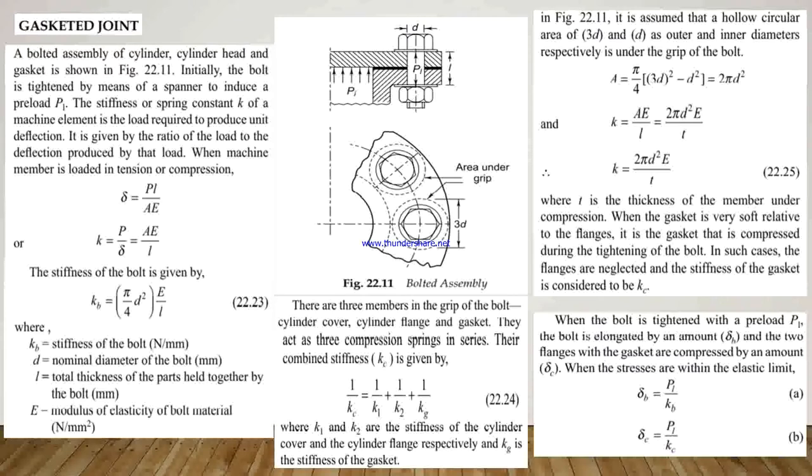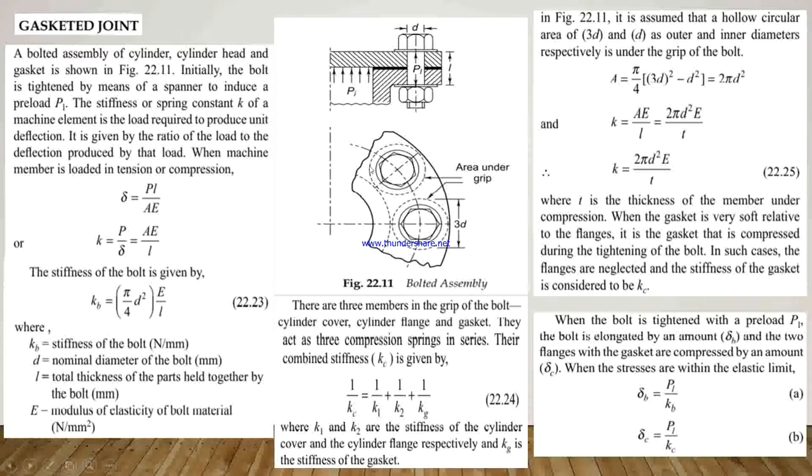Okay, here in gasketed joints, we see one example for that, the bolted assembly of a cylinder head and a gasket, as shown in figure 22.11. Here we see the bolted assembly where the cylinder head and the gasket are joined with a bolted joint. Here initially the bolt is tightened by means of a spanner to induce a preload P1.